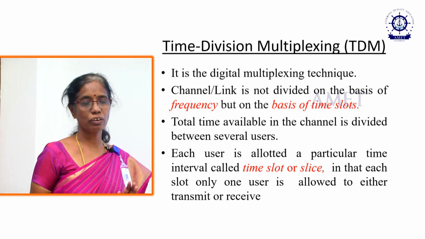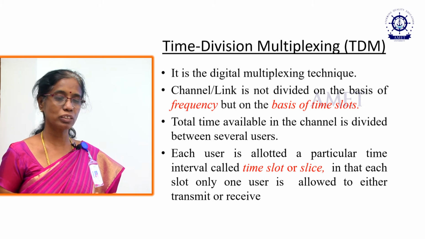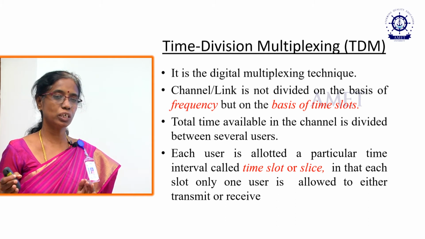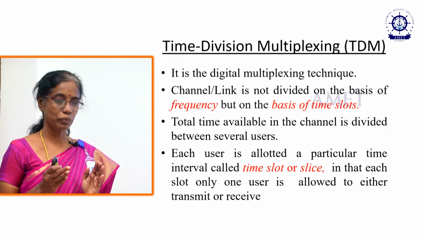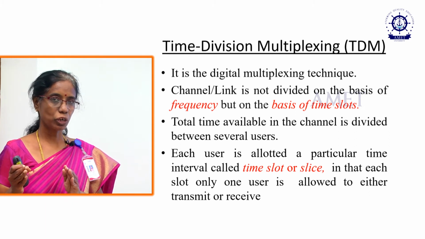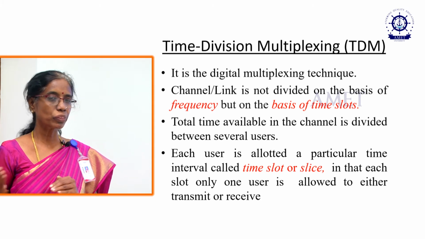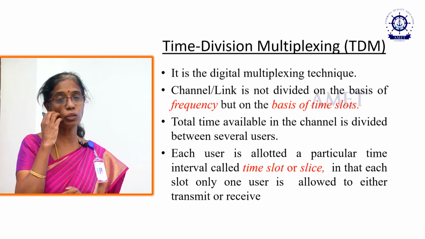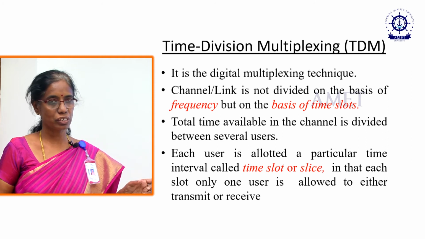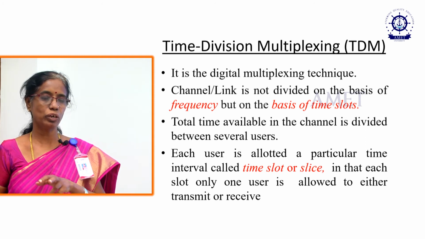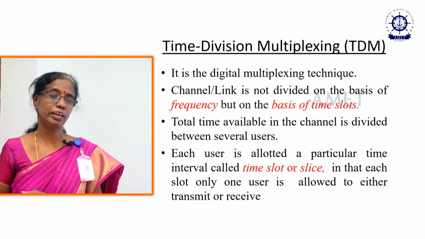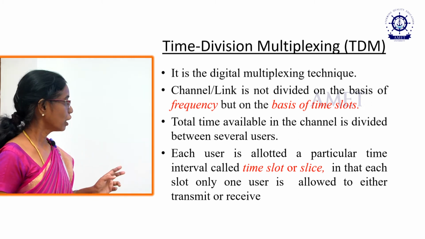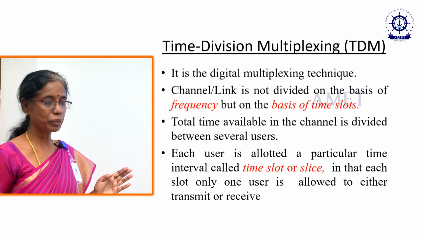So each user will be given a different time slot. Time slot in the sense, you cannot think that much time period will be given to each user. A very little, microseconds of time allotment will be given to each user. For example, if 8 users are there, the first user will be given the first time slot, then the second, third, fourth, up to the 8th, and again it starts from the first to the 8th, and likewise it goes. After that, the total time available in the channel is divided between several users.